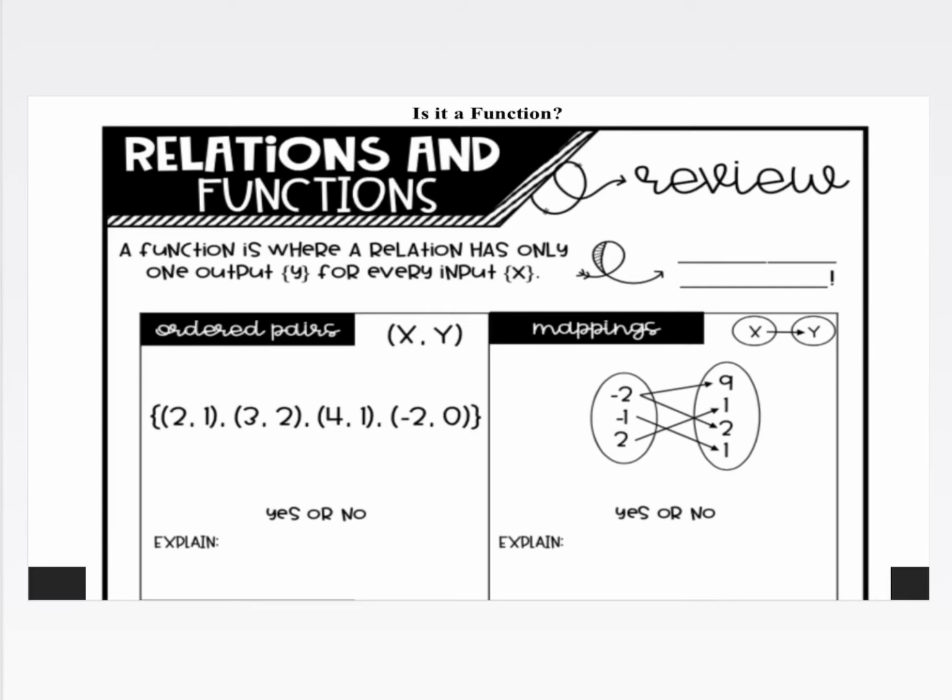So, a function is where a relation has only one output, also known as y, for every input, or x. In other words, this means that your x value cannot repeat.